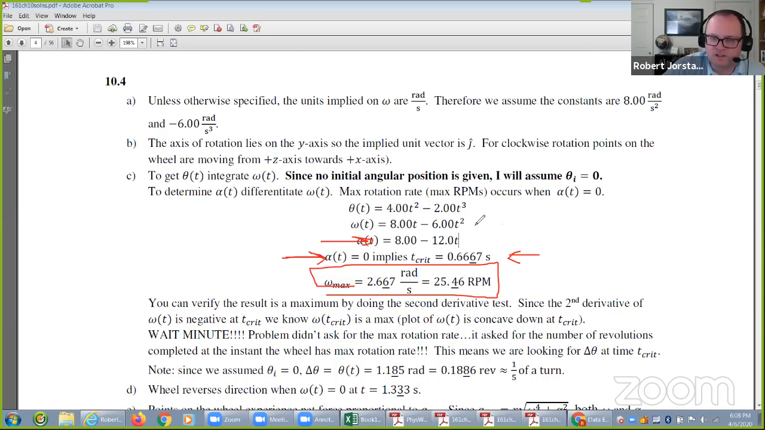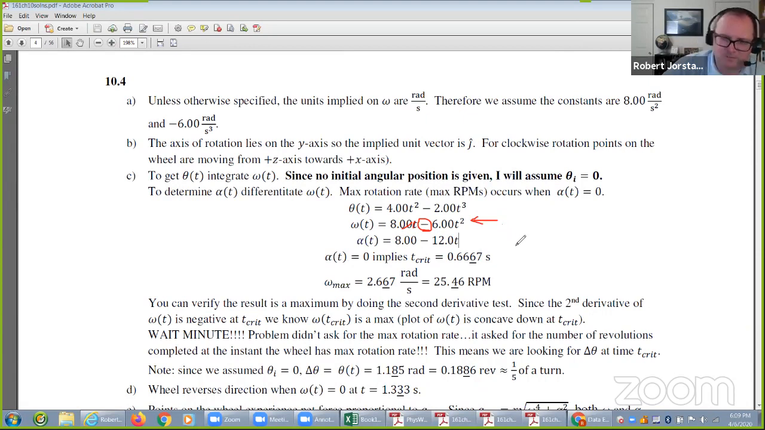If I take two derivatives of omega, this term drops out and I get a negative number. That means the second derivative is negative. That means this is a maximum, not a minimum. Okay, that means it's a positive maximum.